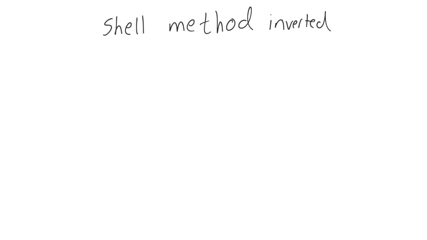Let's take a look at the shell method, but I'm going to call this the inverted shell method. I made that up myself because I think this is a trick that a lot of people should utilize to help you understand how to do it. Let's say I have the equation x equals the square root of y. And I want to take that equation and rotate, bounded by also the line y equals 4 and y equals 0. And I want to rotate that about the x-axis.